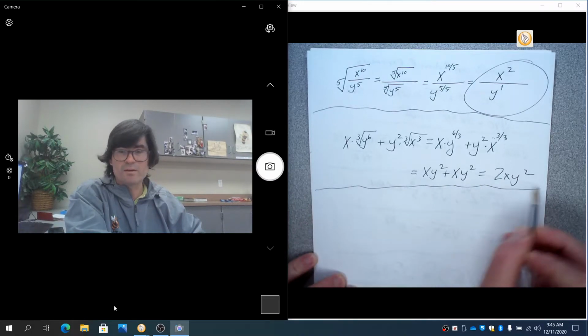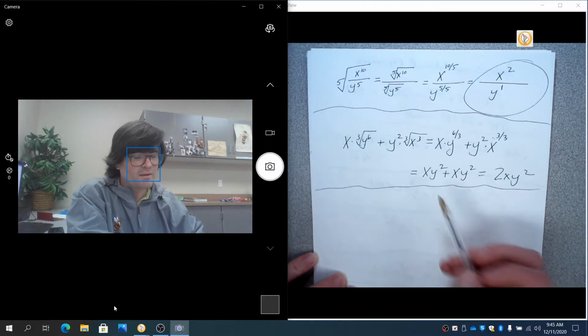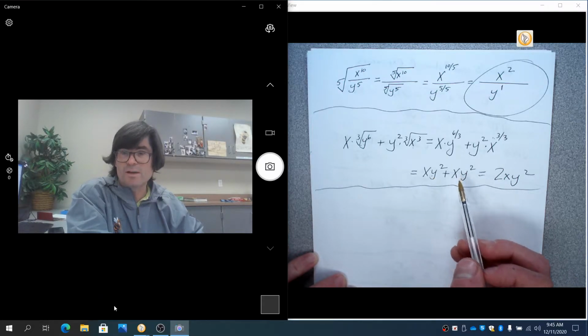So once you have, you can only add apples and apples, oranges and oranges. You have to add or subtract like terms. So if these had not been the same thing, then we could not have added them together.